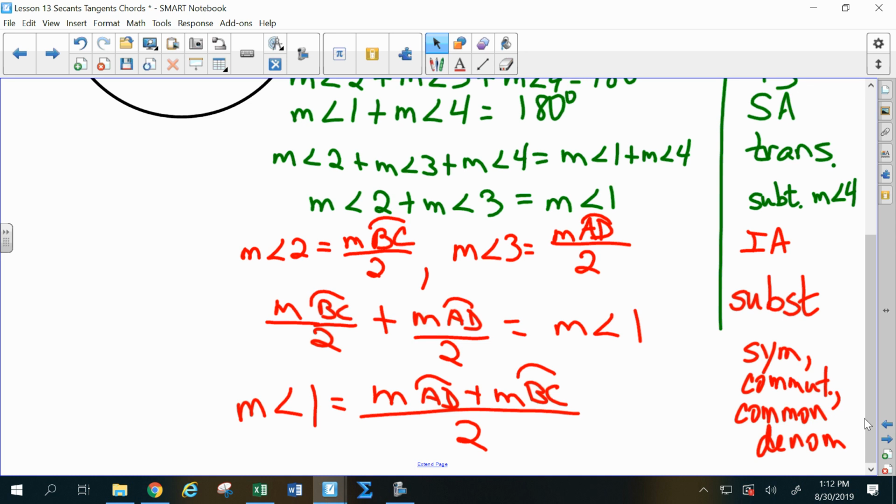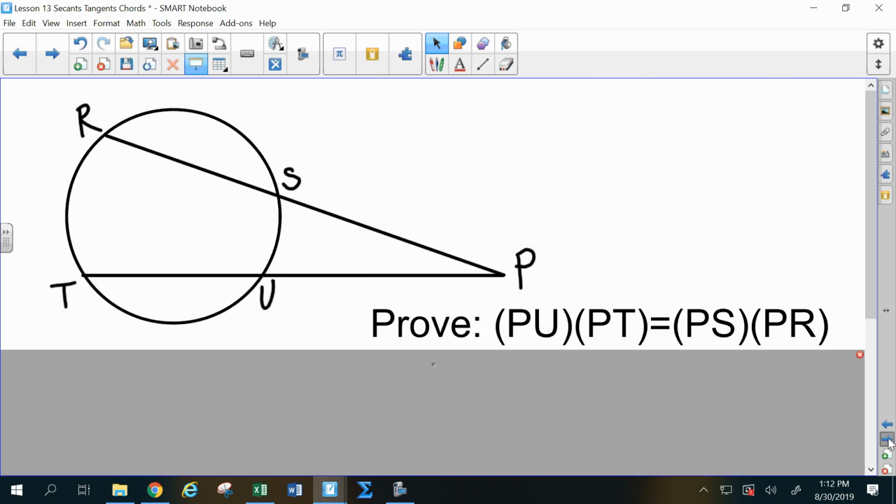Okay, are we ready to move on to the other proof? Okay, for the other proof, we want lines that cross outside, and we want to be able to prove outside times the whole thing, PU times PT equals the other outside PS times the other whole thing PR.